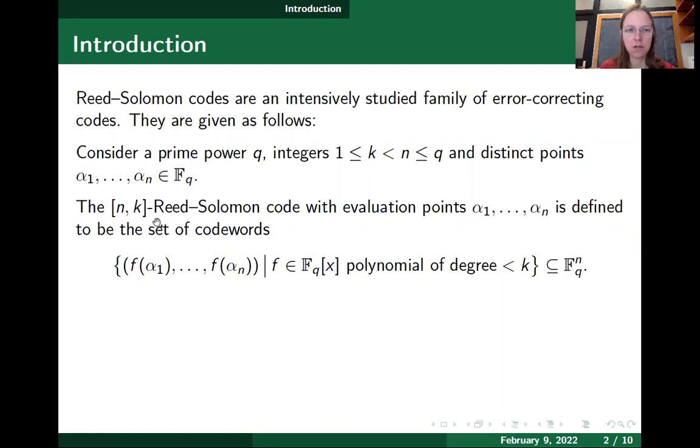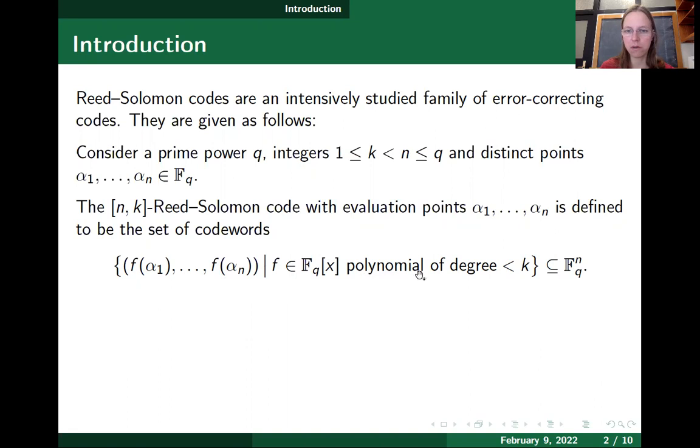And so we can now define a so-called (n,k) Reed-Solomon code with these evaluation points alpha_1 to alpha_n, and that's defined to be the set of codewords of the following form. It's a subset of F_q to the n, and it's the set of all n-tuples of elements of F_q of the form f(alpha_1) and so on to f(alpha_n), where f is a polynomial over F_q of degree strictly smaller than k.